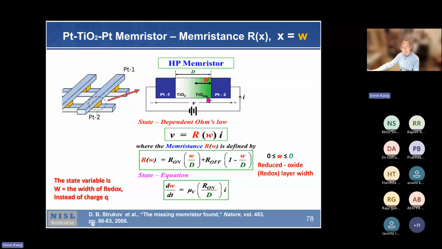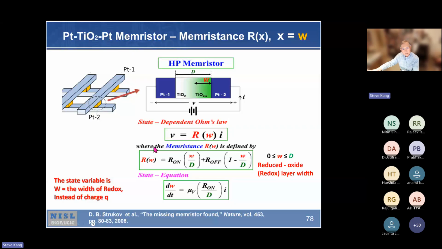So you can have a titanium dioxide, or you can have a less than 2, for instance, x as a function of state. If you apply the voltage across it here, depending on voltage duration, the W will increase. If it increases all the way to here, when W becomes D, then you have a full conduction. If you reverse bias it, reverse polarity, then it decreases and then becomes a high resistance.